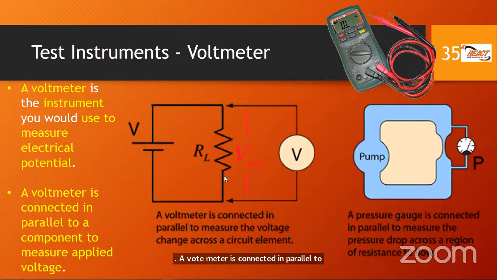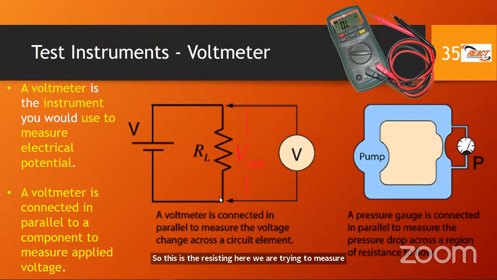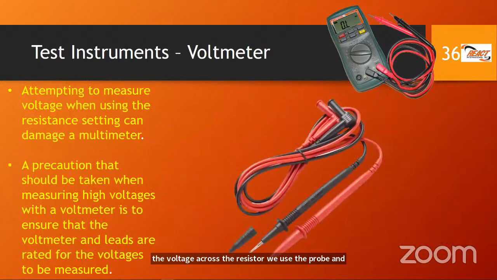So this is the resistor here. We are trying to measure the voltage across the resistor. We use the probe and connect it across, and that is parallel. So when we are measuring using a voltmeter, we have to be very careful.